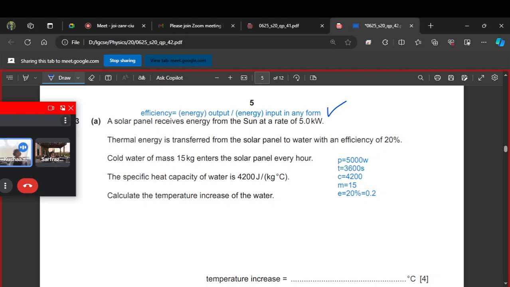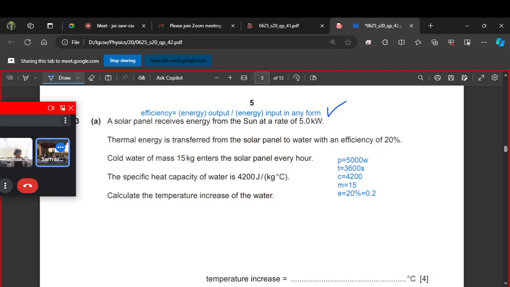So then first we find out energy. We do 5,000 watts times 3600. So 5,000 times 3600, we get 18 million. And then now this is our energy. So then we do 0.2 times 18 million. So 3.6 million is our thermal energy.